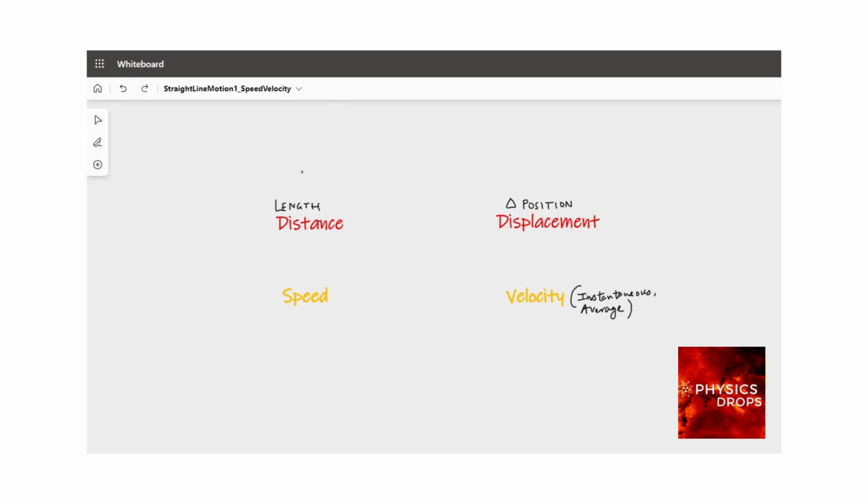Hi, in this video, we'll try and understand what is distance, displacement, and their relation to speed. What are the various types of velocities?